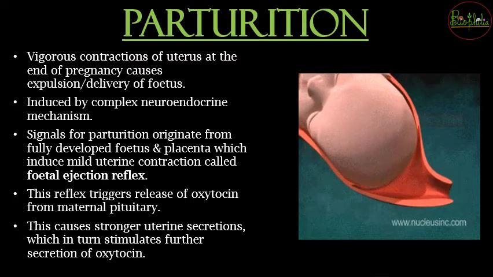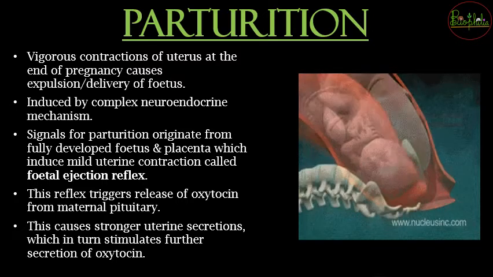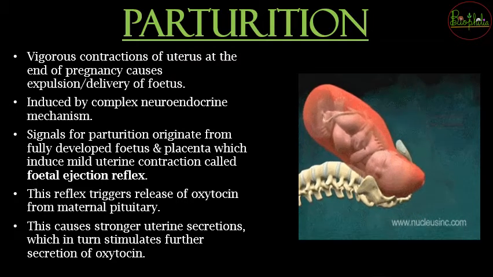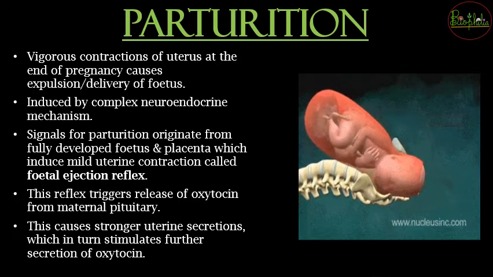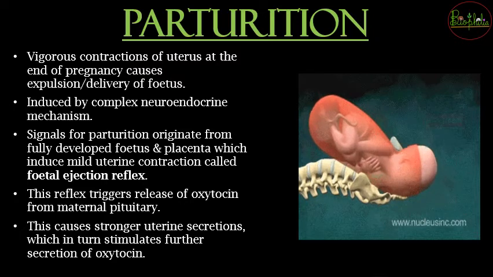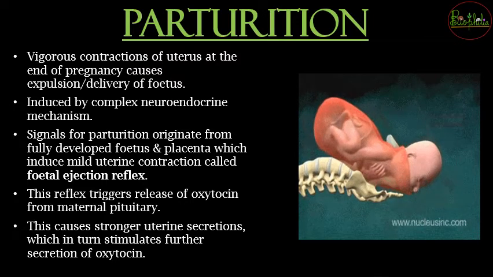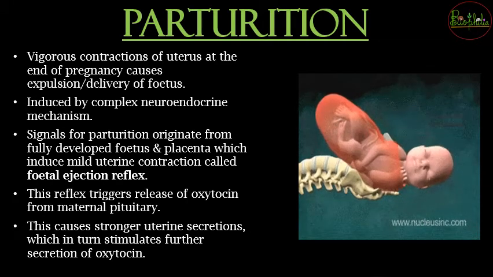In the previous video we covered all the events that occur in the gestation period. In the gestation period, we had seen that the entire development had been completed. Only the delivery of the baby was left out. That delivery of the baby is called parturition.